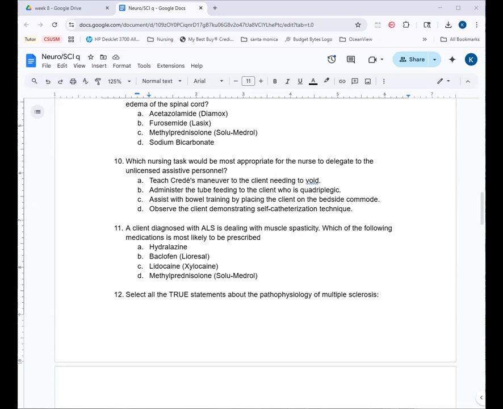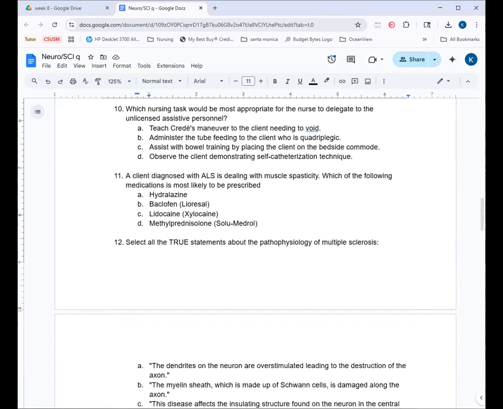Yeah, cool beans. So they can assist with the bowel training. So the answer for that one is C. If the plan's already in place, they just have to follow through with it. They can't administer the tube feeding, for obvious reasons. They can't teach something, and they can't really observe them demonstrating a self-cath technique, because that requires a level of assessment to determine, is this correct? Is this not correct? But yeah, so C on that one. Bring them to the toilet.